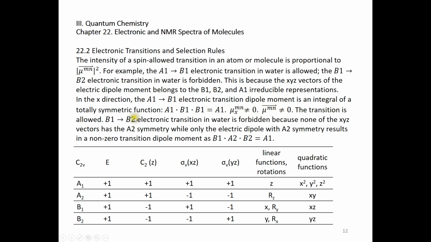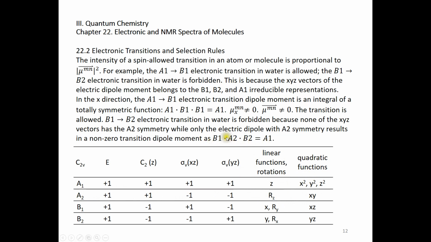The transition is allowed. However, from B1 to B2, it's completely forbidden, because none of the x, y, z vector has an A2 symmetry. We can see if you have B1 and B2 in the integral, this is the initial, this is the final electronic state. In the middle, we need an A2 so that the product is A1, so that the integral of this product is non-zero. However, you can see that neither x or y or z correspond to this A2 symmetry.